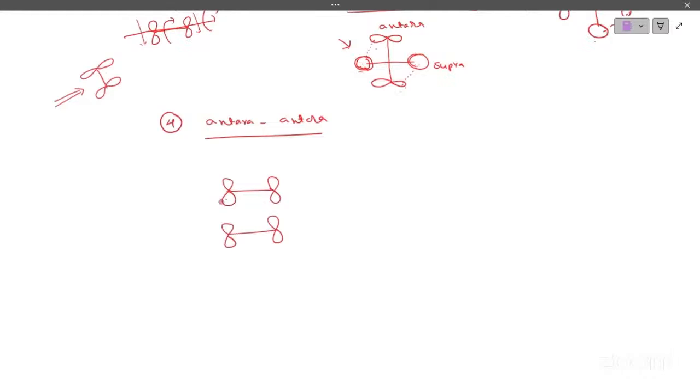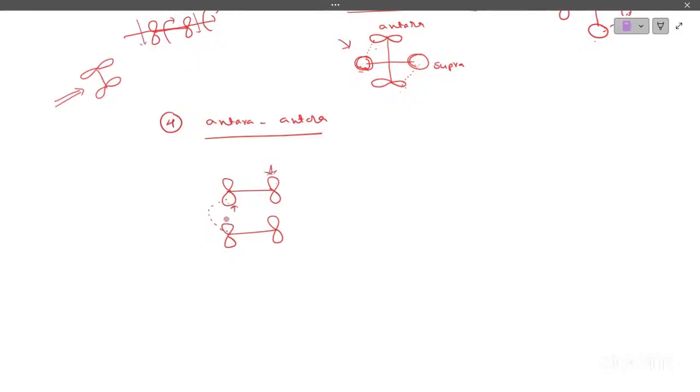This is a standard interaction. The second interaction with respect to the first phase system is antara. Therefore, the opposite lobes are involved in the interaction. With respect to the first phase system, these two lobes are involved in the interaction.